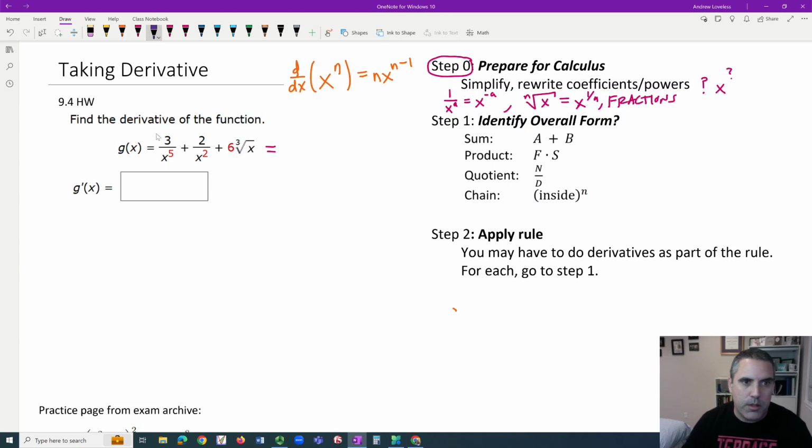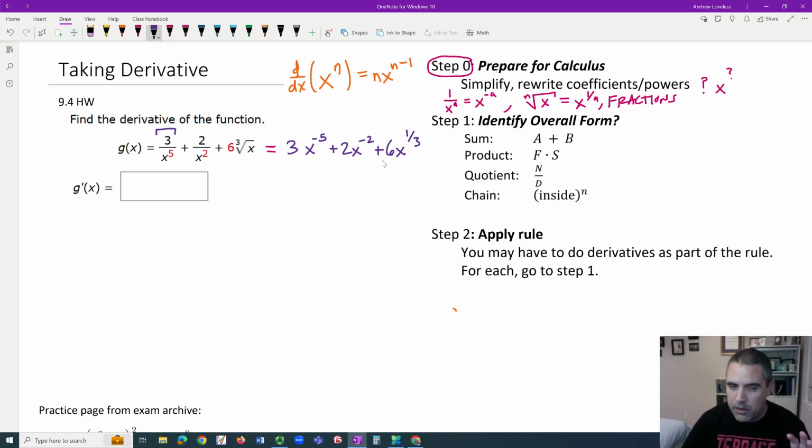So a student that knows their algebra knows that this is the same as 3x to the minus 5. Now, a lot of students in office hours, that's where their mistake is. And those students should watch my step 0 video. They need to know that the second one is 2x to the minus 2, and they need to know the third one is 6x to the 1/3.